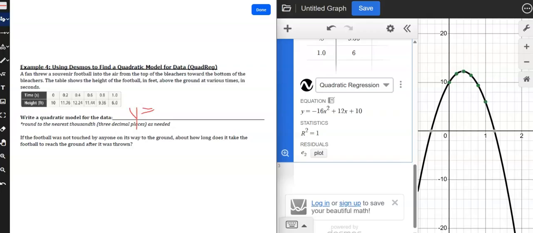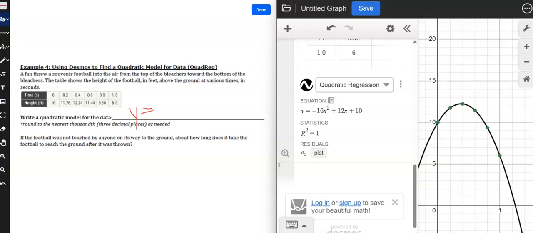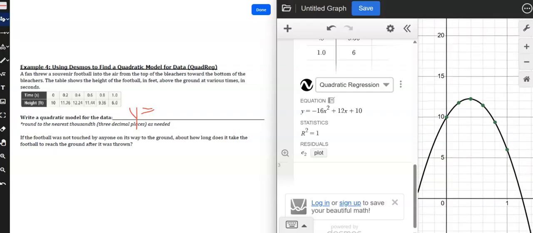Y equals, let's see here. Which coordinates do I want? So it looks like I have the equation y equals negative 16x squared plus 12x plus 10. That's the equation that goes with the picture.